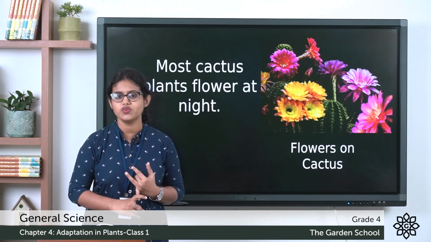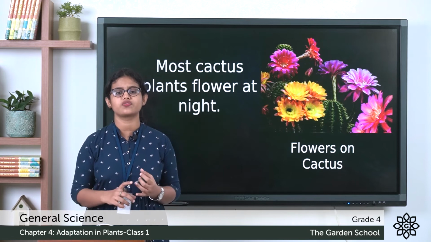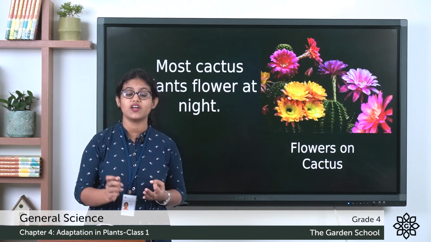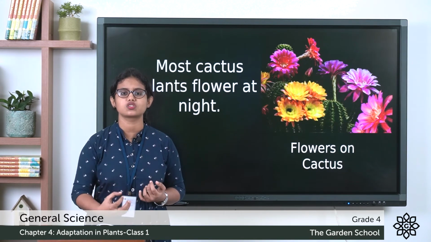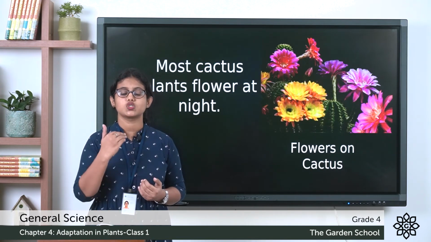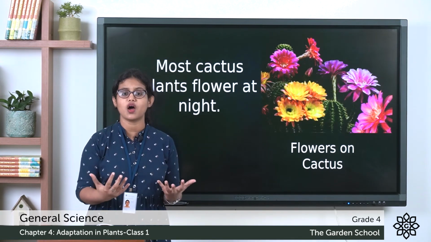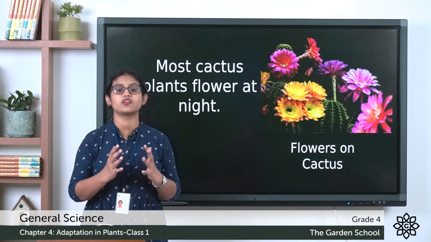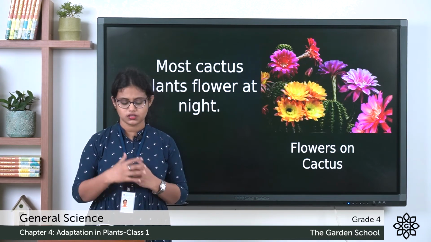So the cactus plant prepares food on its stem. Then they have longer roots which help them to absorb water from larger areas. Do they have leaves? No. But in place of leaves, what do they have? They have spines. Why do they have spines? To prevent the loss of water. Can they afford to lose water? No, because they get very little water. Then we learnt about the flowers on the cactus plant. These flowers bloom at night. So these are some of the features of the cactus plant that help it to survive in the desert.